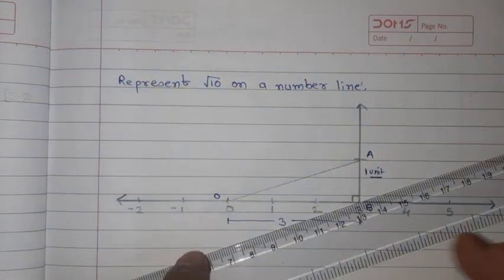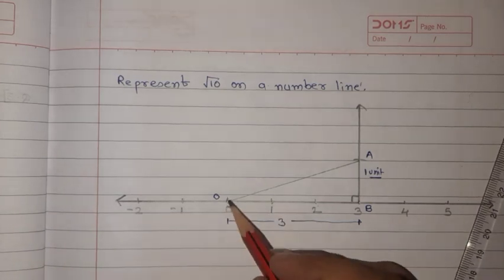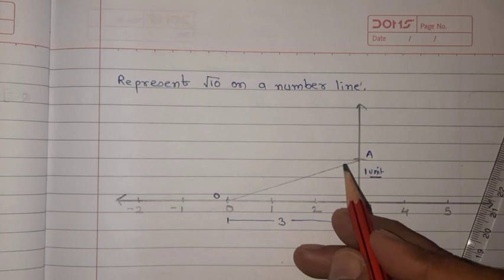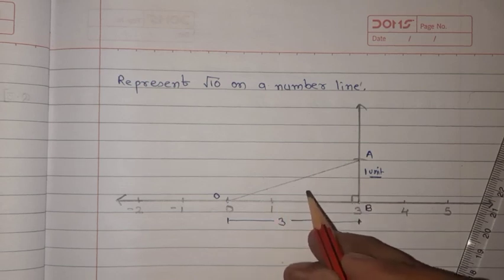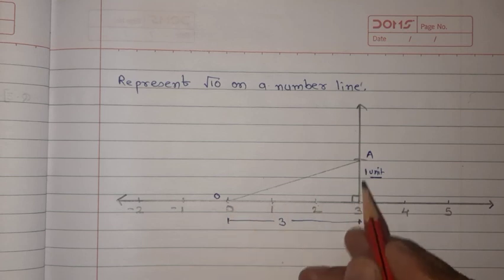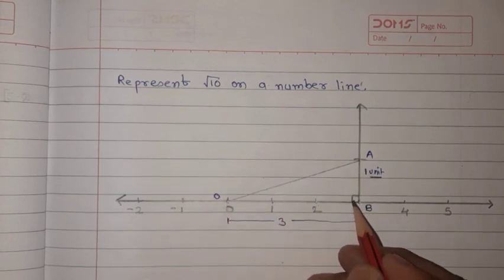We join this OA. As in the previous sum, we find this hypotenuse by using Pythagoras. Similarly, we have to use the Pythagoras theorem here also. See, in triangle OBA or ABO, angle B is 90 degrees. Therefore, this triangle is a right angle triangle.